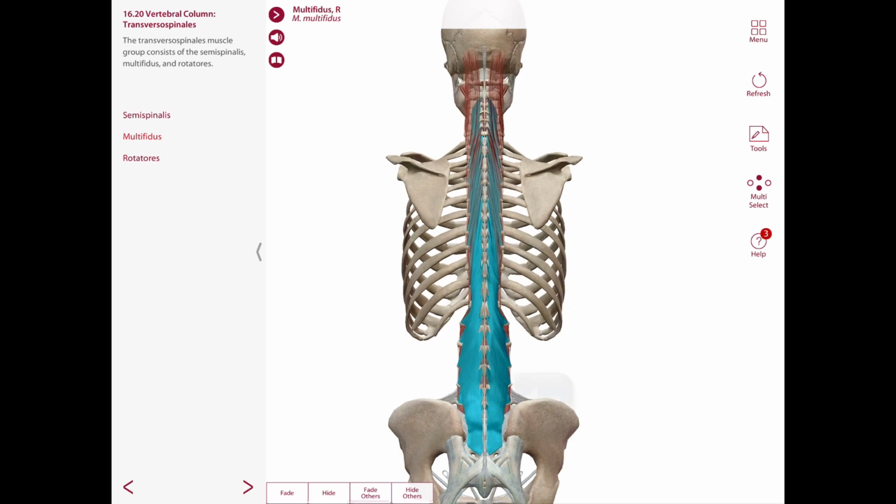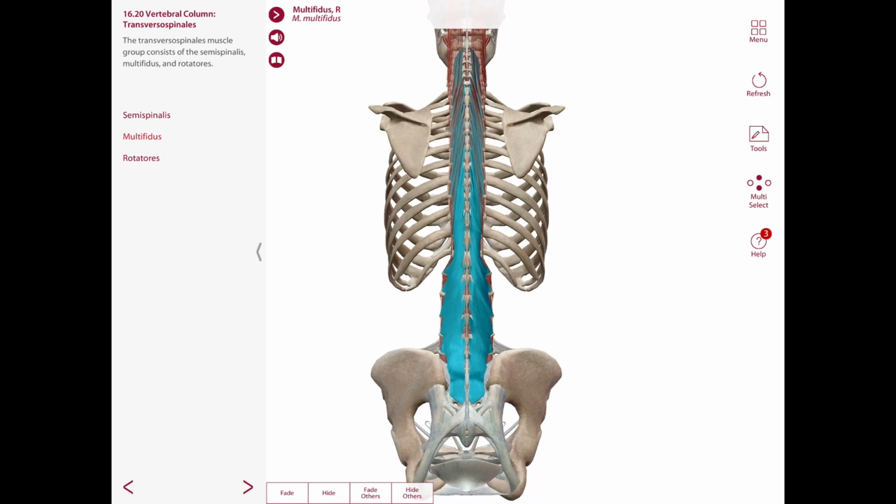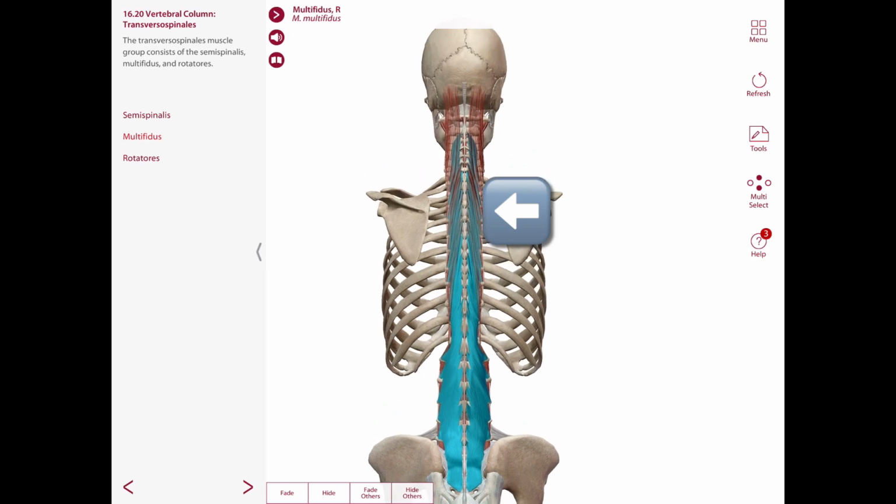In the sacral and lumbar regions, this muscle is going to lie deep to the erector spinae, and in the thoracic and cervical regions, this muscle is going to lie deep to the semispinalis, and the fibers are going to insert into the spinous processes of all the vertebrae from the L5 to the axis.